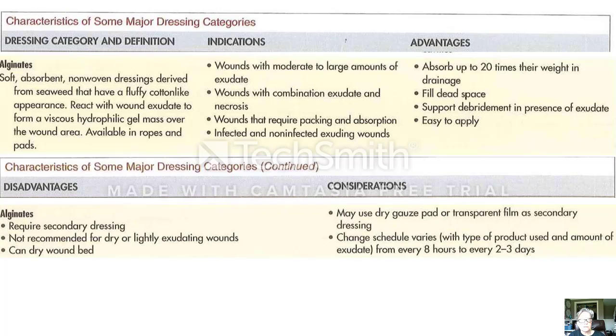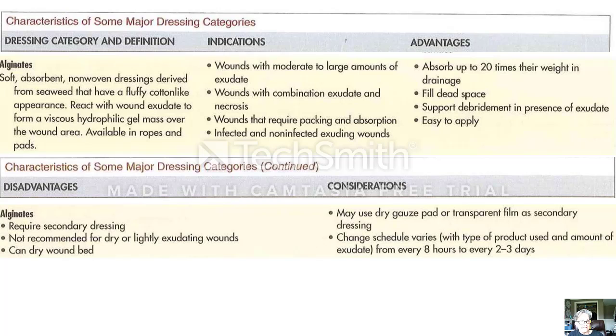Indications: wounds with moderate to large amounts of exudate. Wounds with combination of exudate and necrosis. Wounds that require packing and absorption. Infected and non-infected exudating wounds. Advantages: absorbs up to 20 times their weight in drainage. Fills dead space. Supports debridement in presence of exudate and is easy to apply.